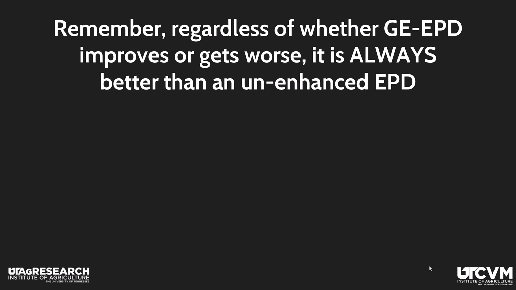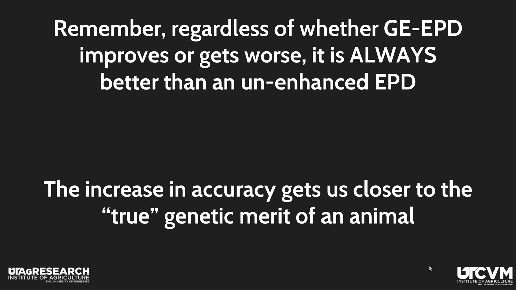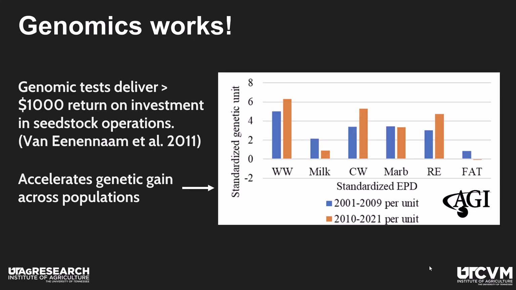So again, I'll leave us with this thought before I dive into one last little topic, and that's that regardless of whether EPDs improve or decline as we add genomics, it's always better than an ungenomically enhanced EPD, right? We're getting ourselves closer to the truth. We're getting more confident that that value is representative of an animal's true genetic merit. And genetics work when we look at the population level, all right? So this is something that Kelly Ritalik from Angus Genetics Incorporated reported on here at the World Congress of Animal Breeding this past summer, showing the differences in relative genetic gain before and after genomics across all of these traits.